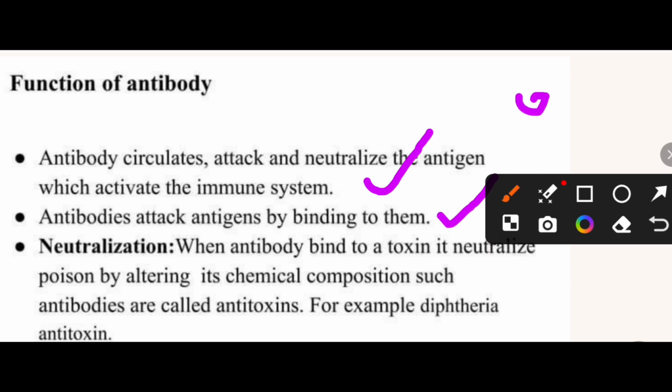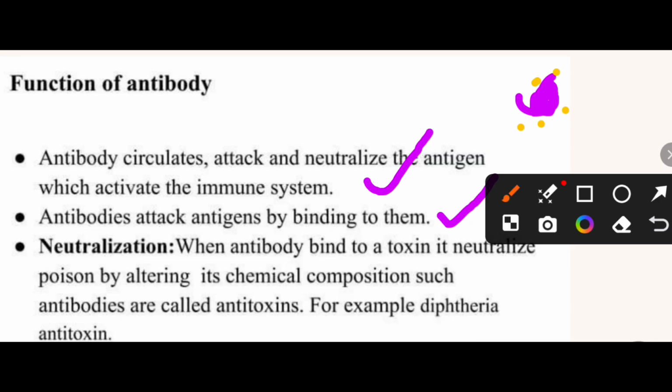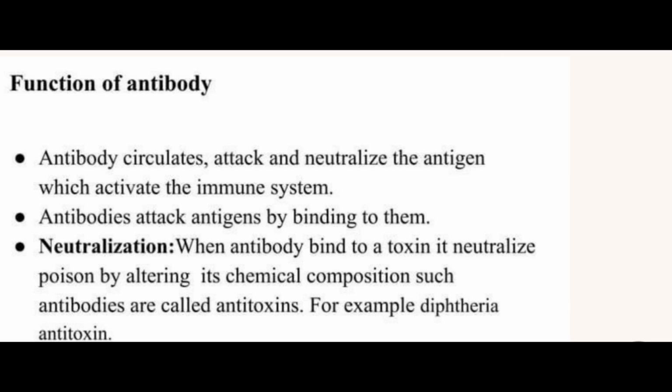Suppose there is a toxin produced by bacteria. And the antibody will come and bind on it. When the antibody binds on it, it will neutralize it. So in that case, we'll call it an antitoxin. An example is diphtheria. So diphtheria toxin is an example of it. As you can see, diphtheria is an example of this kind of toxin produced by the bacteria.